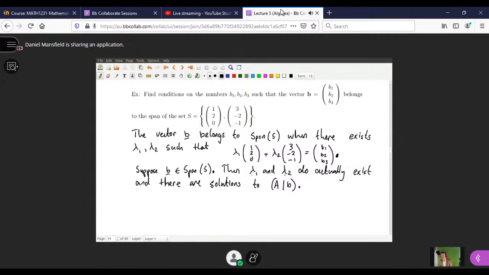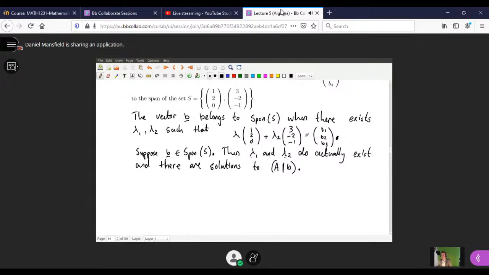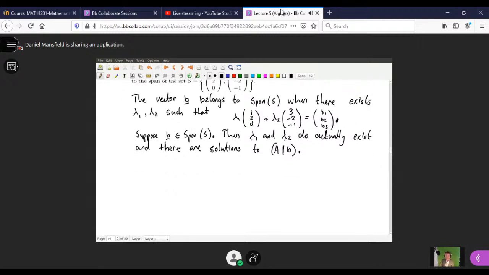It's kind of a weird way of doing it, because normally when you solve an augmented matrix, you don't know if there's going to be solutions or not. In this case, we're doing it in reverse. We know there's going to be solutions, and we're going to row reduce anyway. So it's a little bit strange.